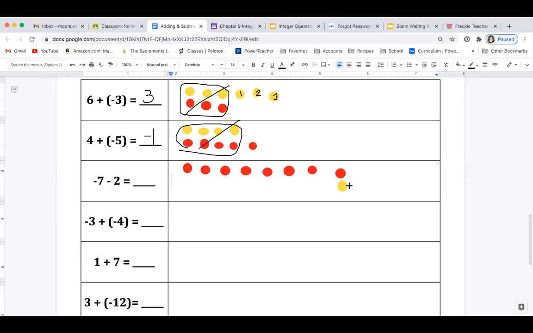Stay the same. It would stay the same because this is worth nothing. So I could put as many of these guys in as I want, as long as I put a red and a yellow together, they're worth nothing, right? I needed 2 positives to take away, and now I do have them. So can I take away 2 positives? I can. So watch, I'm just going to cross out the 2 positives because I'm taking them away. And what do I have left over? 1, 2, 3, 4, 5, 6, 7, 8, 9 negatives.